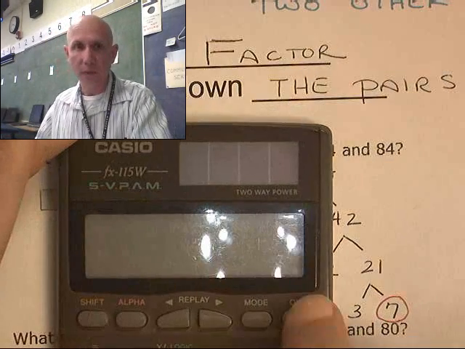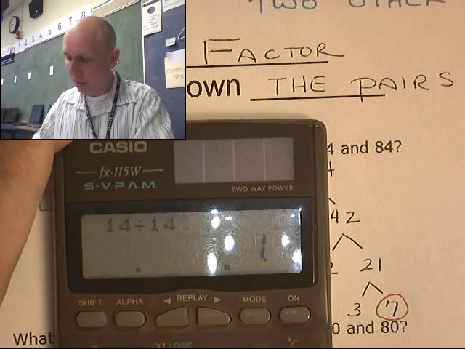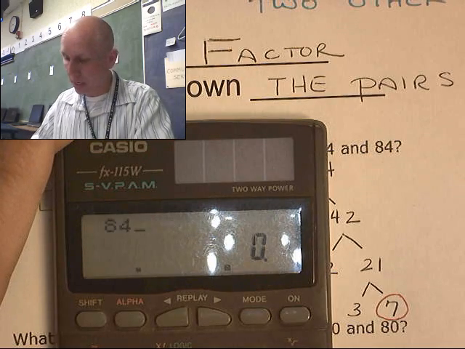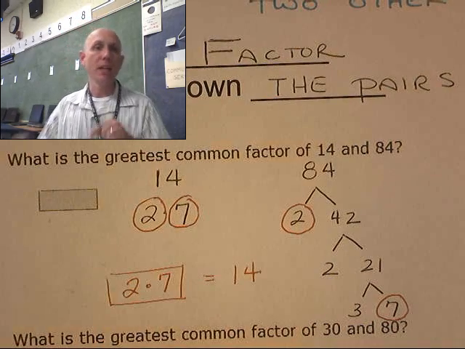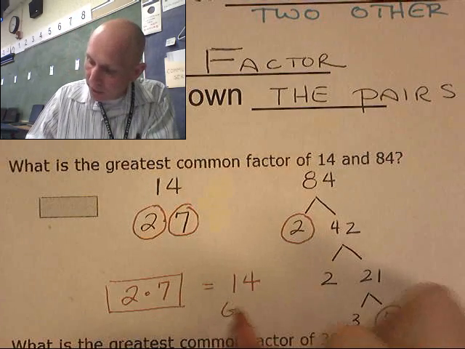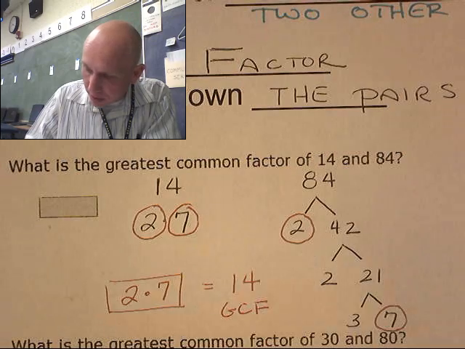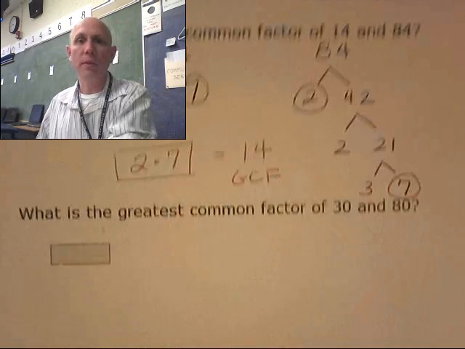So look at this. 14 divided by 14. Yep, it worked. 84 divided by 14. Yep, it worked. 14 is the GCF. There we go. Let's do another one.